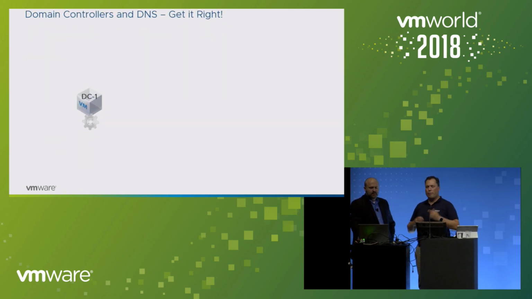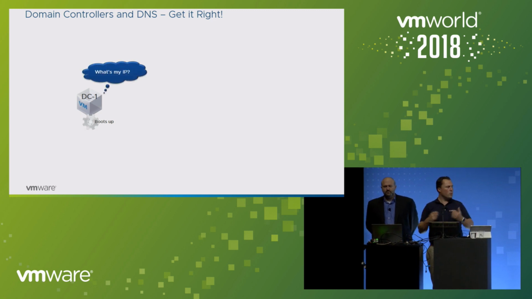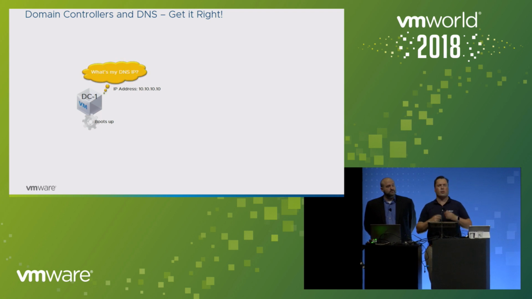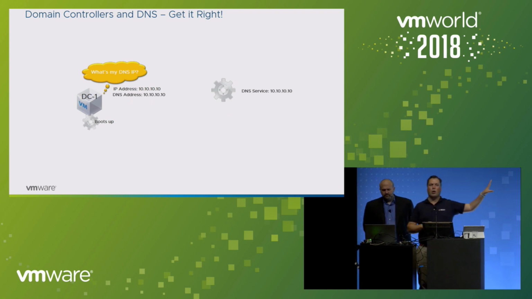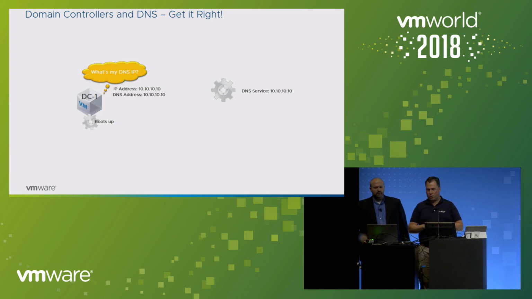And what you'll see is that if you have a domain controller, DC1 again, and it boots up, what it'll ask itself is what's my IP address? So that comes from the IP configuration and it's easy. So it has an IP address. Then it asks itself, okay, I need to find other domain controllers, so let's ask DNS. What's my DNS configured server? And it's also itself, 10.10.10.10. So this is one of the most prevailing misconfigurations of domain controllers that we see out there. This is by far not a recommended practice.